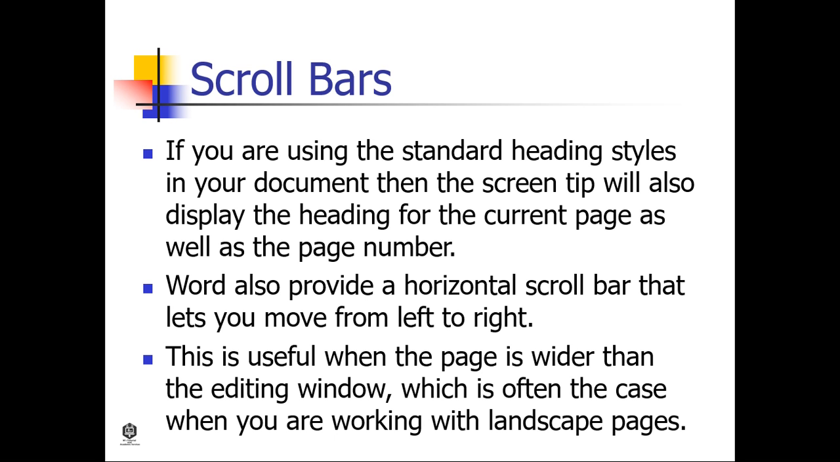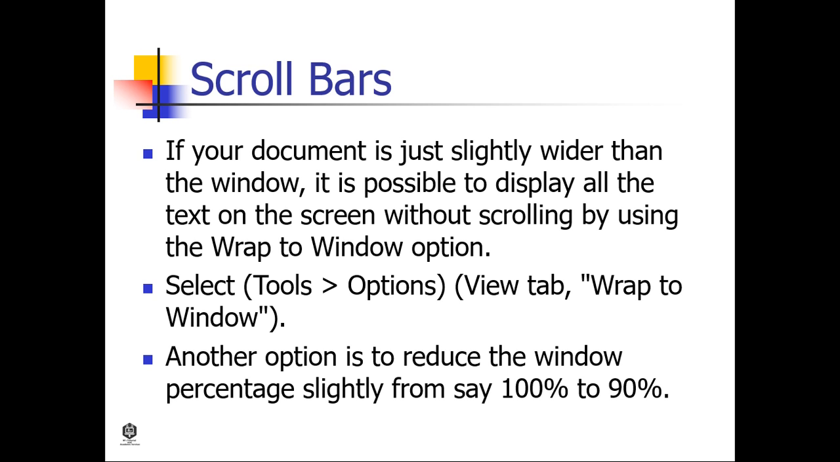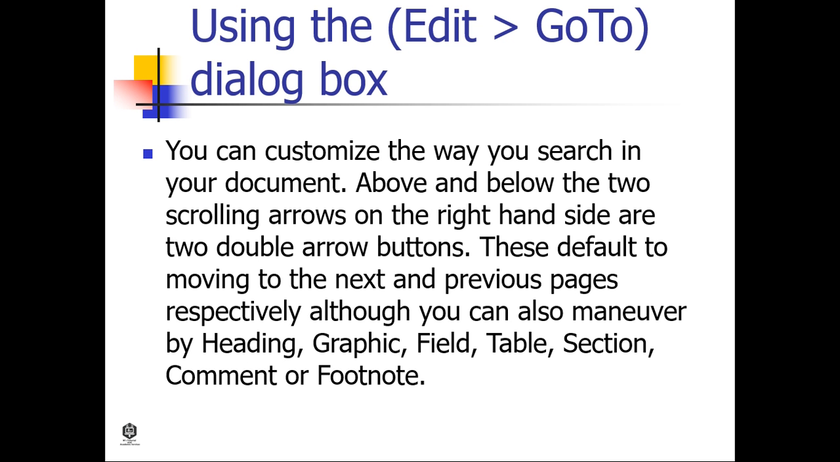If your document is just slightly wider than the window, it is possible to display all the text on the screen without scrolling by using the Wrap to Window option. Select Tools, then Options, or View tab, then Wrap to Window. Another option is to reduce the window percentage slightly from, let's say, 100% to 90%.